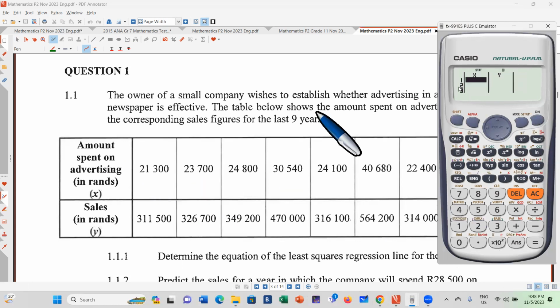Then we have this table here that has x and y. Obviously, it looks vertical on the calculator, but it's the same as this. So we need to punch in all these numbers. Right, so we first punch in 21,300. X is the first one. So this is X. Then the next one is 23,700.